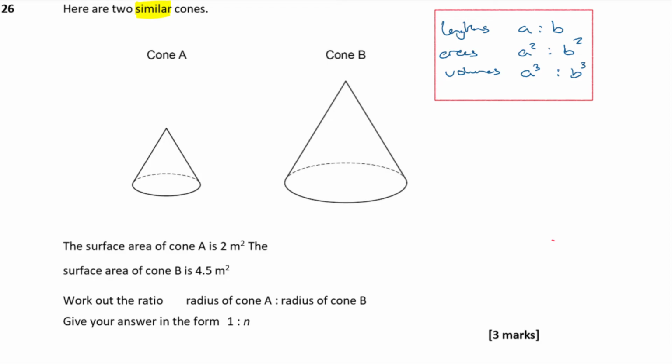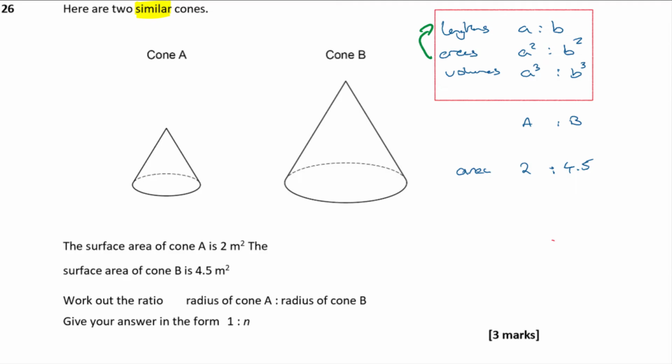So the surface area of cone A is 2, and the surface area of cone B is 4.5. Now, surface area is a type of area. So the area ratio of A to B is 2 to 4.5. Now we want to work out the ratio of their lengths. So if we want to go from area to length, we're going to have to square root our ratios.